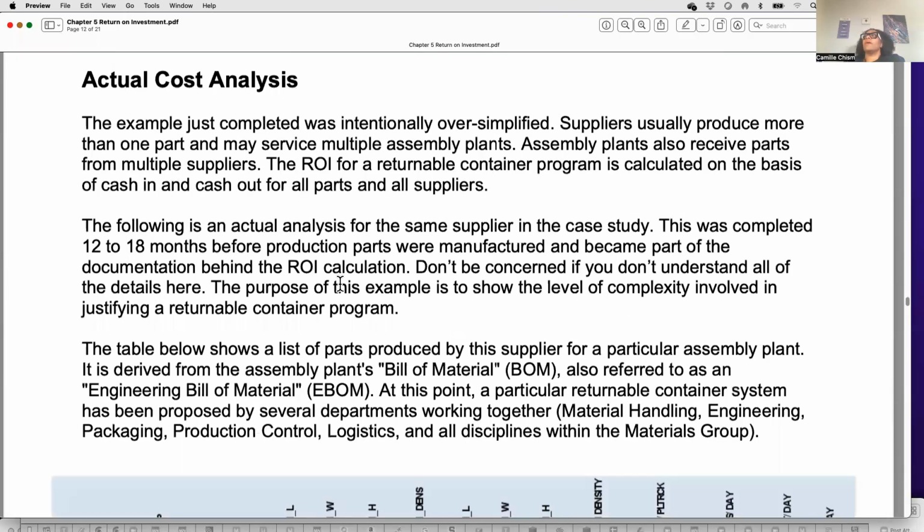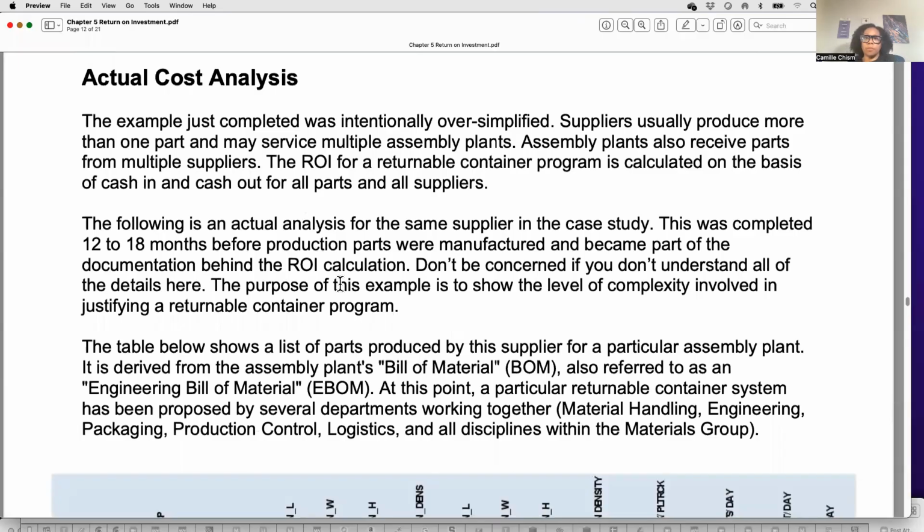Okay, so that one was a very simple one, so you could see how things work, and it was very obvious, you know, that there's a huge profit, you know, huge savings, and helps with the profit of the company.